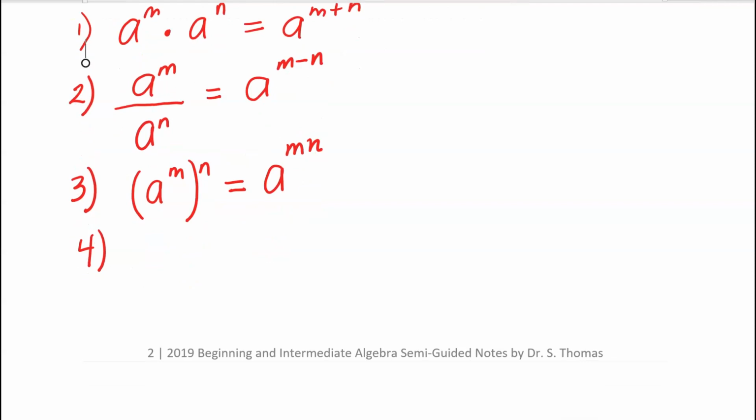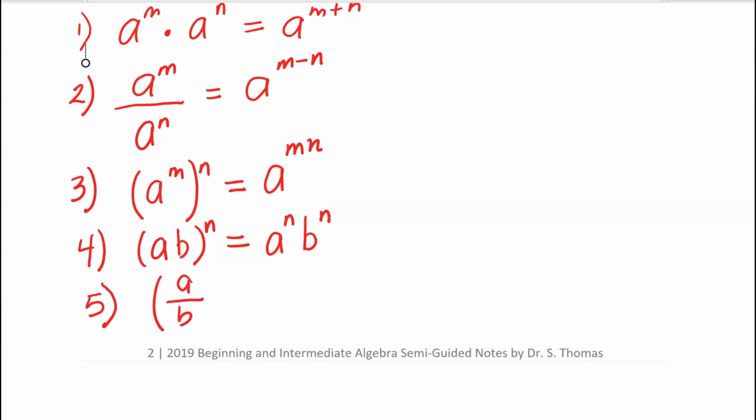Next, what about a, b, in parentheses, all to the nth power? What is this equivalent to? If you said a to the nth times b to the nth, you are correct, because everything in that parenthesis should be taken to the nth power. Next, what is a divided by b all to the nth power equivalent to? If you said a to the nth divided by b to the nth, you are correct.